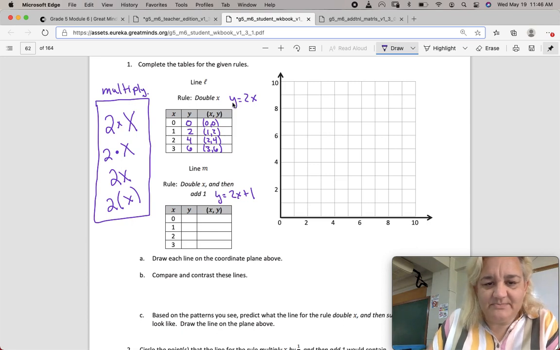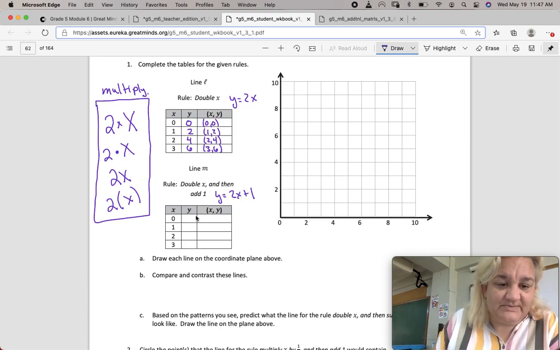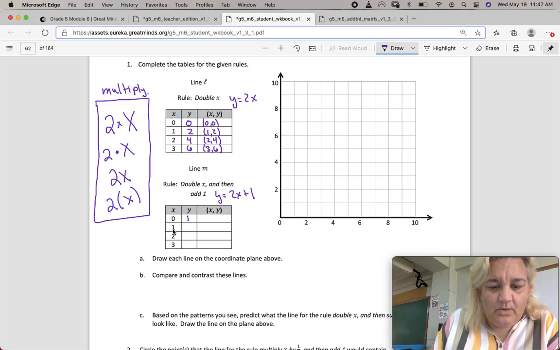All right, so I'm just writing y equals 2 times x plus 1. So 0 times 2 is 0, plus 1 is 1. 1 times 2 is 2, plus 1 is 3. 2 times 2 is 4, plus 1 is 5. 3 times 2 plus 1 is 6, 7. And then I'm going to write my coordinates inside the parentheses. Don't forget the parentheses. Okay, 1, 3, and 2, 5, and 3, 7.